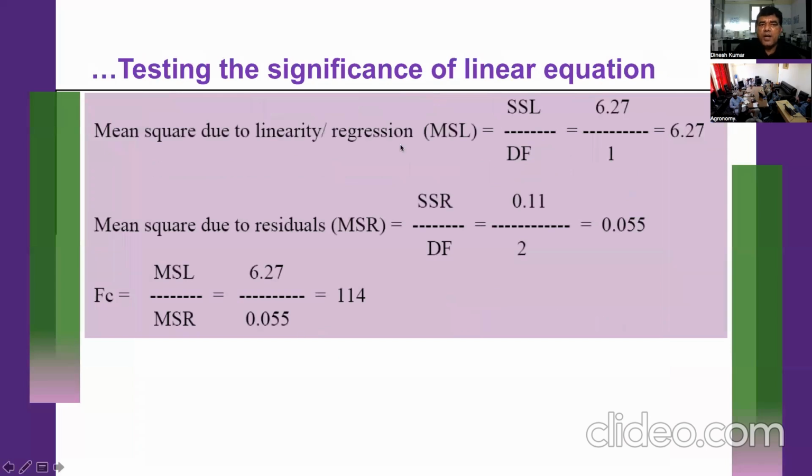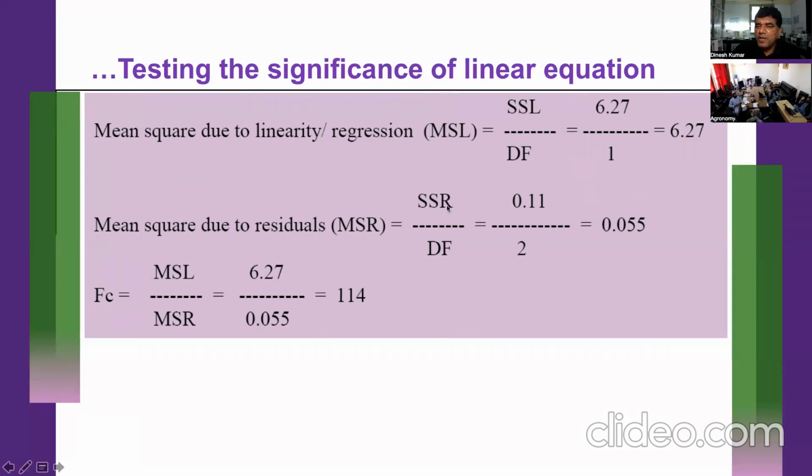Now you see the mean square due to linearity or regression. The sum of square values are divided by degrees of freedom. Sum of square due to linearity or regression, 6.27, divided by degree of freedom. Mean square due to residual or error. This is error.